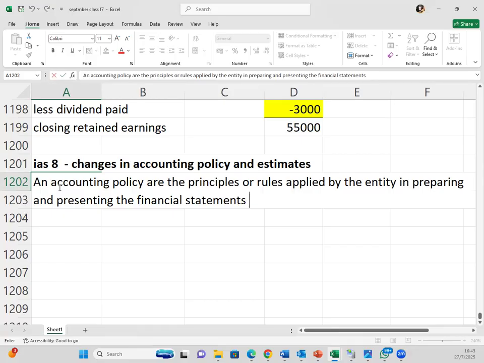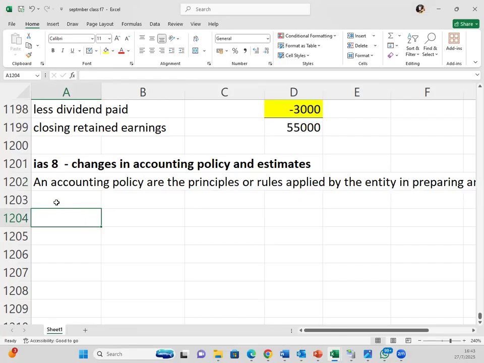So when we are preparing the financial statements, there are rules that we are going to be following. There are rules that we are going to be using as an organization, or we can say maybe we are using the local standards. We decide to now adopt the international accounting standards. So that's a change in the policy. We have changed the rules we have been applying. So the rules we are using in recording transactions, those are policies.